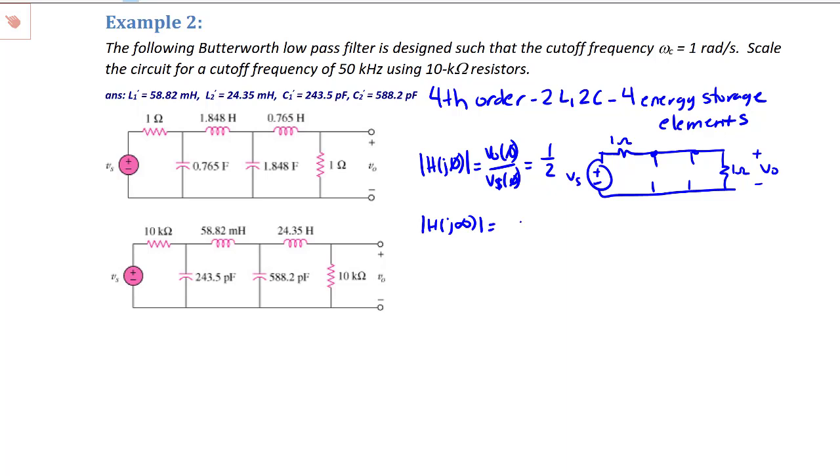So now I look at the frequency response as the frequency goes to infinity, and as omega goes to infinity, an inductor looks like an open circuit, and a capacitor looks like a short circuit. And so when I draw this, I see that although the output is measured across the 1 ohm resistor, I have an open circuit, so that output's going to be 0. Thus, I have a low-pass filter.